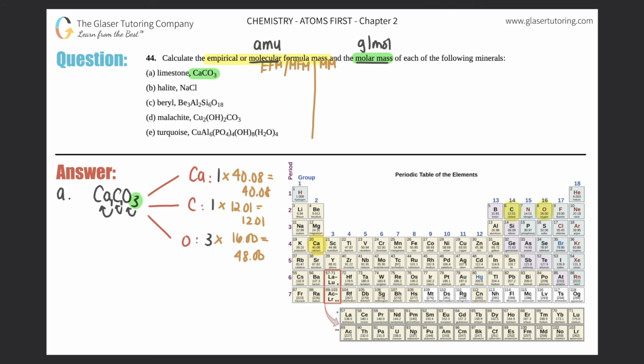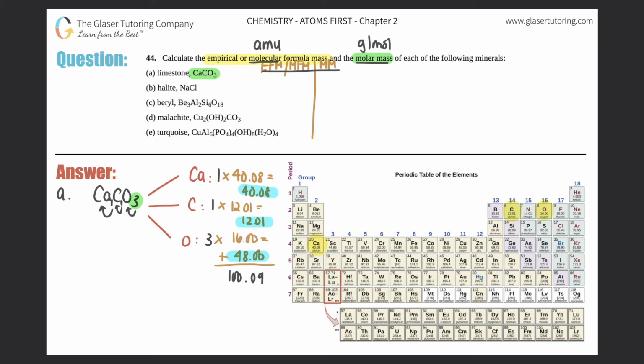Now, what do we do when we find the individual masses of the elements? We just add them all up. So it would be the 40.08 plus the 12.01 plus the 48.00. You add all of that up. So get your calculator out. 40.08 plus 12.01 plus 48. You get 100.09. And now we just have to figure out which category it is going to be in.